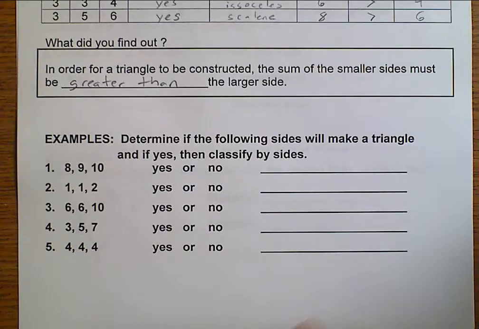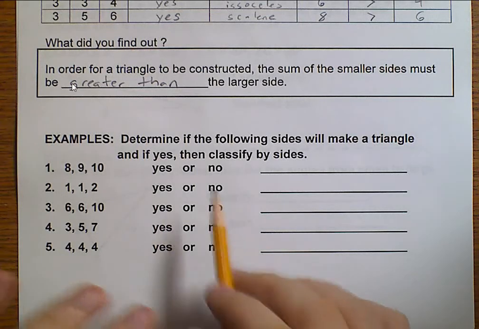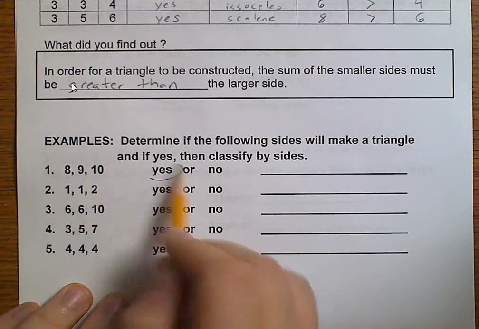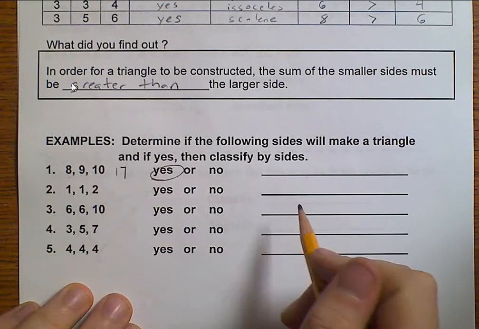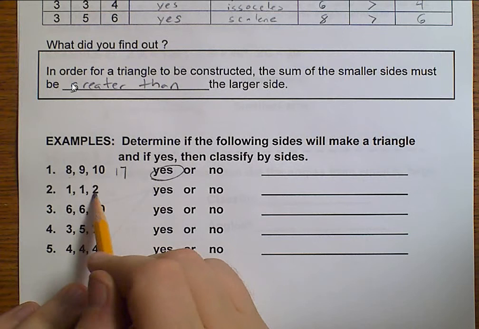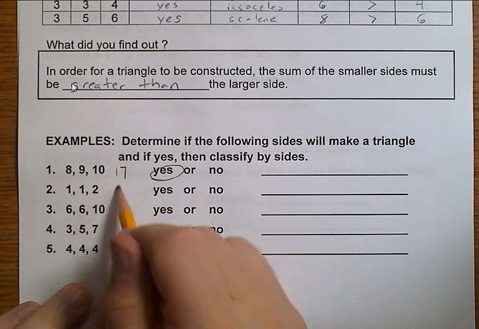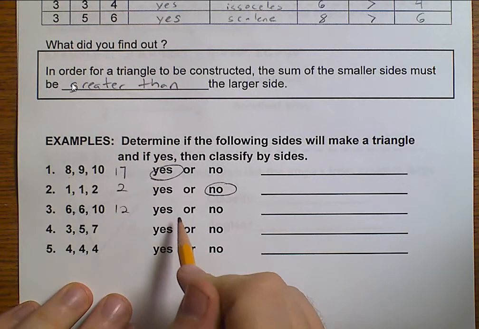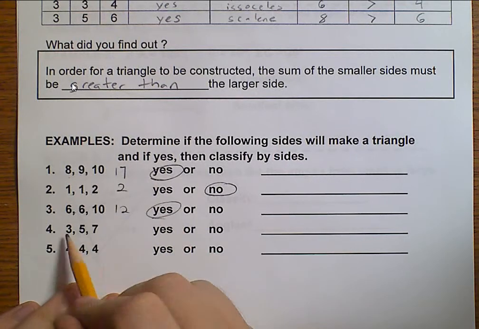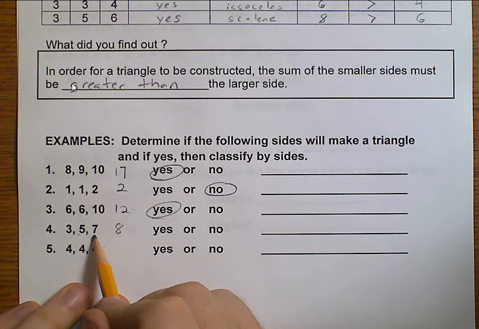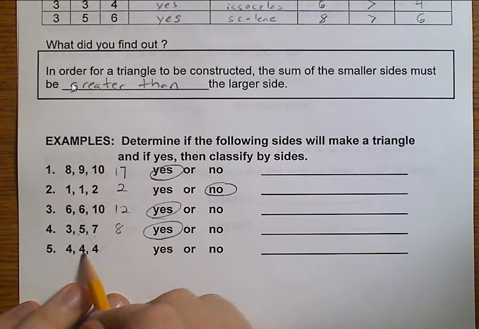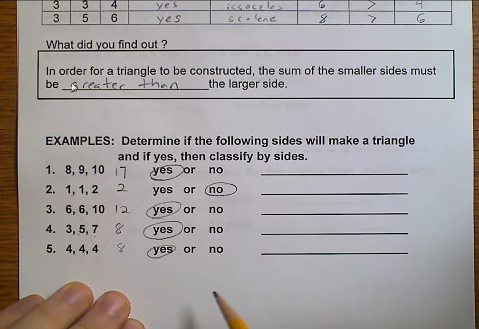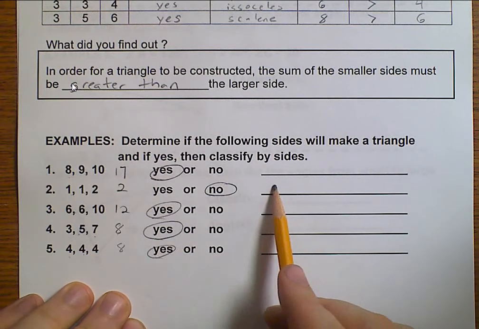If I have 8, 9, and 10, would this be yes or no? Well, 8 plus 9 is 17. So yes. 1 and 1 is 2. That's equal to. So that would be no. 6 and 6 make 12. So that would be yes. 3 and 5 make 8. Yes, barely. 4 and 4 also make 8, which is definitely a yes. So this one does not have an answer.